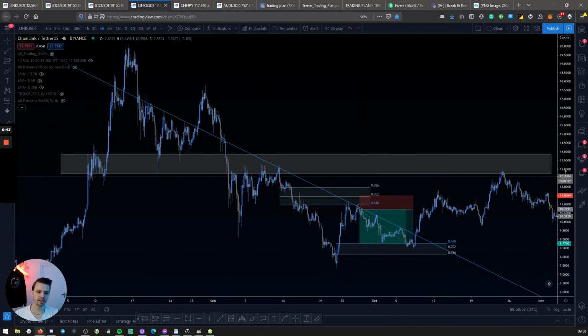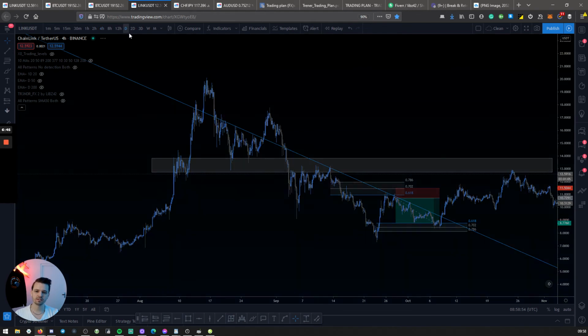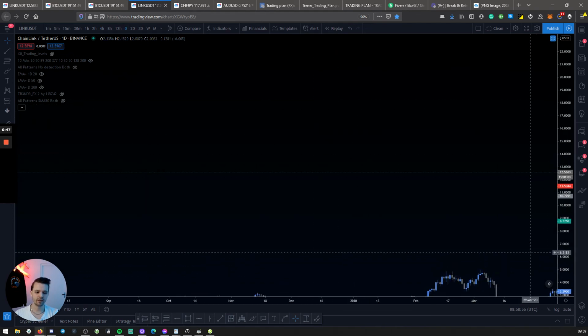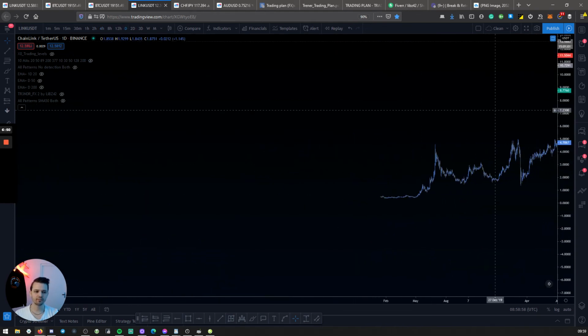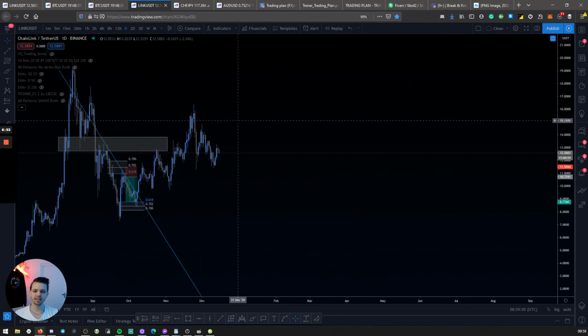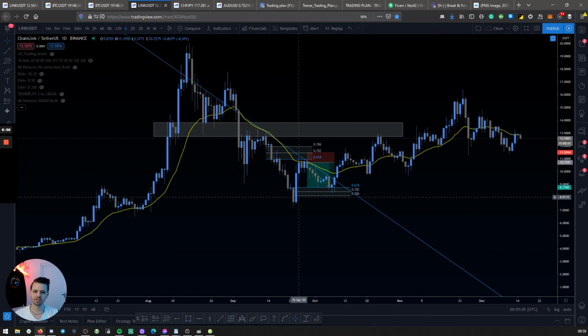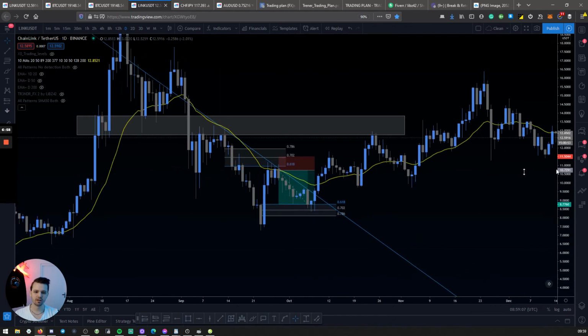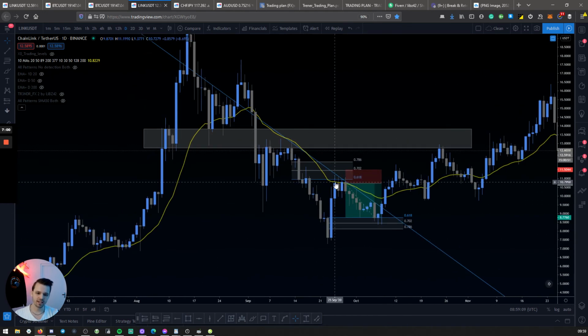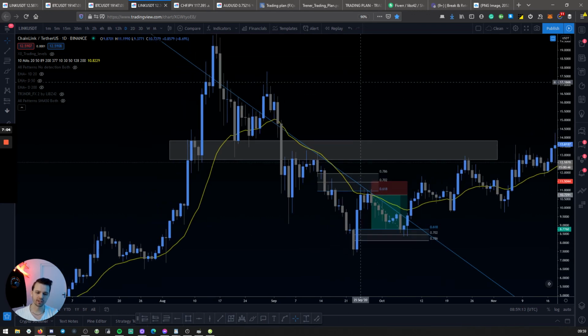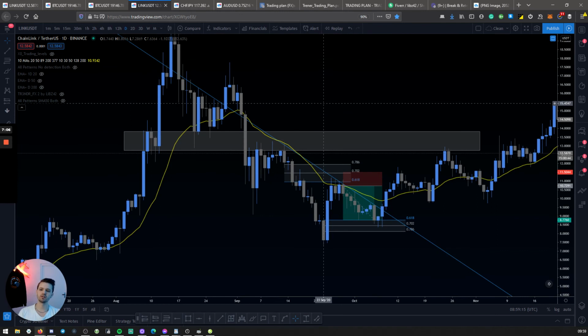Another thing that's adding a lot of confidence to this particular idea right here is the daily 20 exponential moving average. So if you add the daily, that's going to be this yellow right here. You see that the price is nicely getting rejected on the daily by the 20 EMA right here. So some very nice confidence right there.